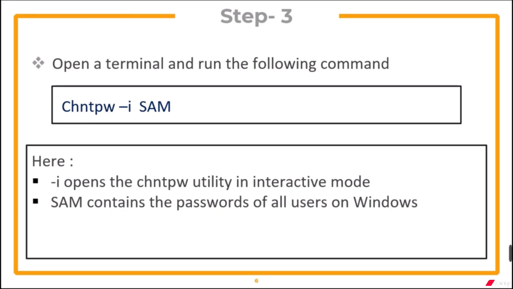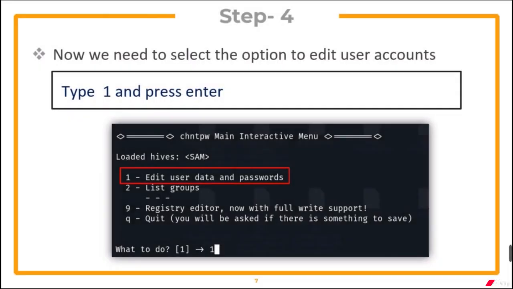Now open the terminal and run the following command: chntpw -i SAM. The -i flag opens the CHNTPW utility in an interactive mode. The SAM contains the passwords of all users on Windows as we already know. The utility will show an interactive menu. Now you need to select the option to edit user accounts. Type 1 and press enter.